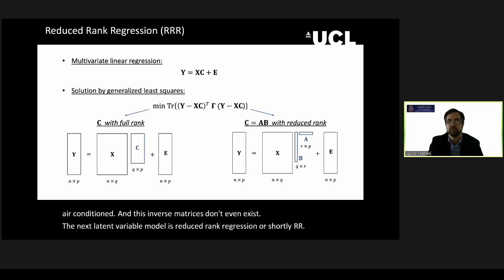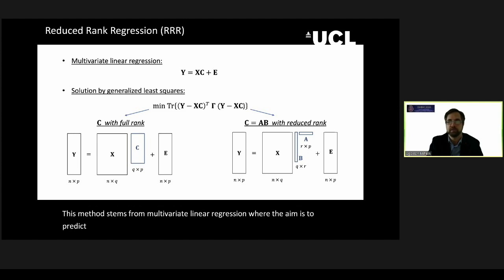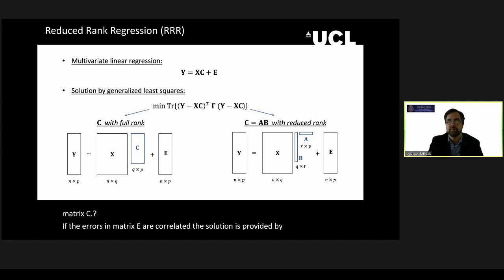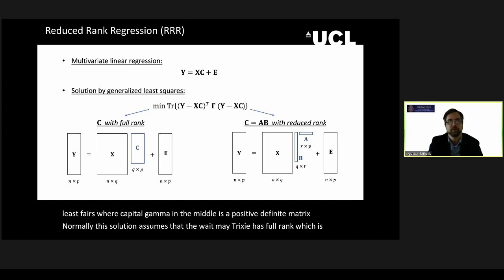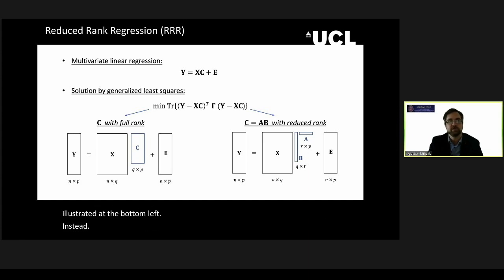The next latent variable model is reduced rank regression, or shortly RRR. This method stems from multivariate linear regression, where the aim is to predict an output matrix Y from an input matrix X and estimate the weight matrix C. If the errors in matrix E are correlated, the solution is provided by generalized least squares, where capital gamma in the middle is a positive definite matrix. Normally, this solution assumes that the weight matrix C has full rank, which is illustrated at the bottom left. Instead, reduced rank regression decomposes C into a multiplication of A and B, which are both low rank weight matrices as illustrated at the bottom right.